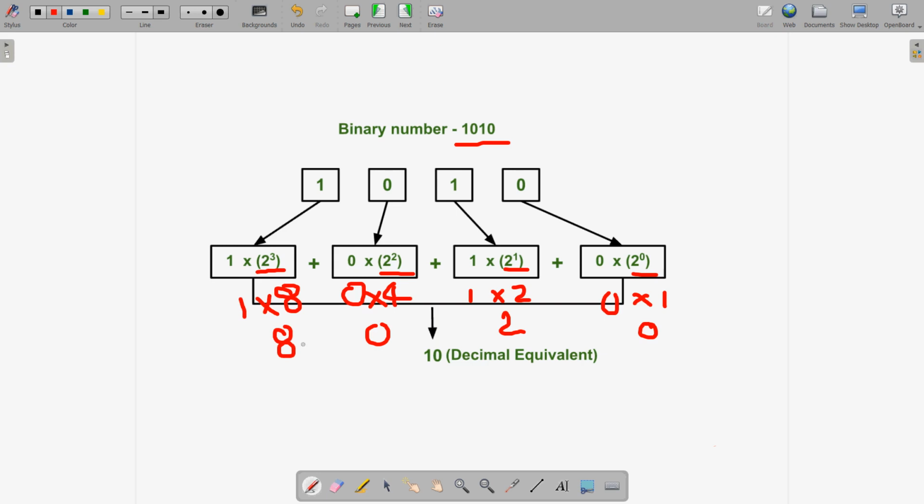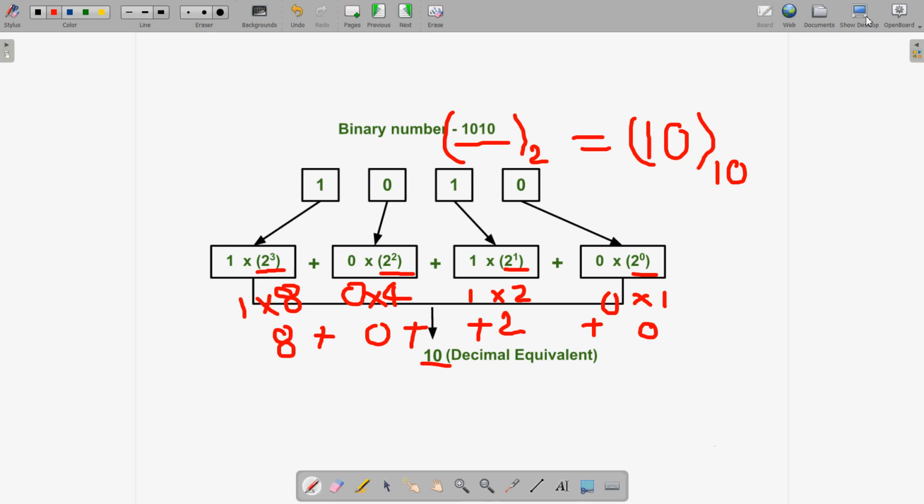So here what we have to add? 8 plus 0 plus 2 plus 0. We are adding these numbers. So if we add this, it will finally become 8 plus 2, that is 10. So here we have got the 10. So this 1010 is the binary number. If you calculate this in the decimal, we will get the decimal as 10. Clear? And to denote this for our convenience, we can write the base 10 to show it is the decimal number. I hope this is clear.